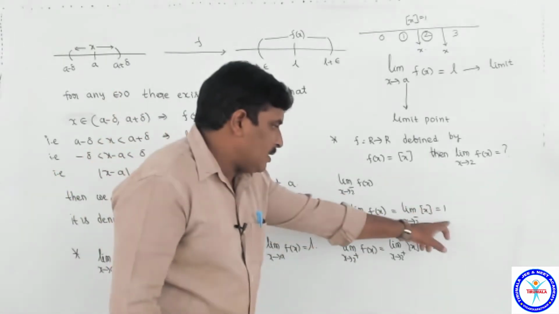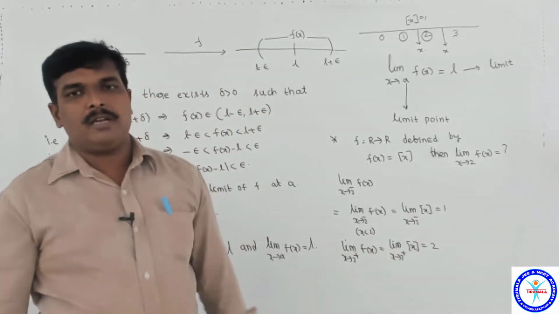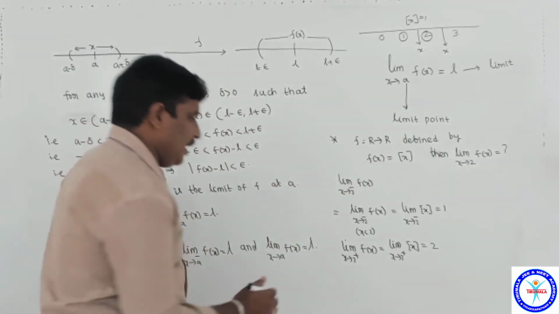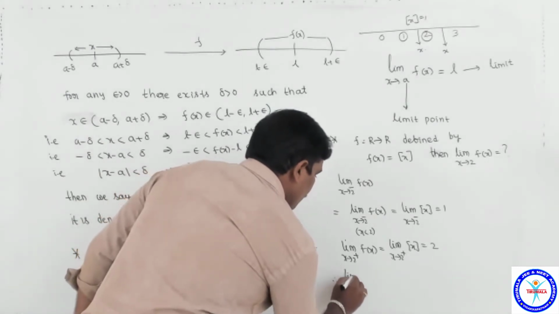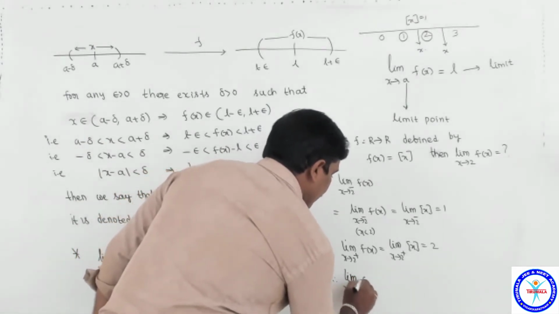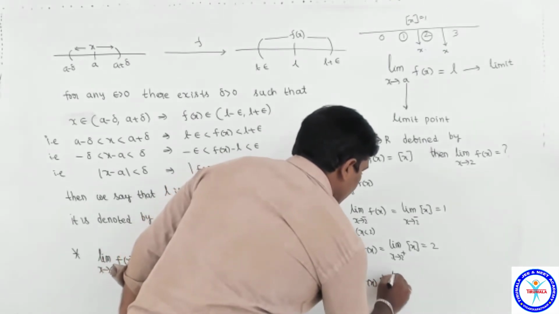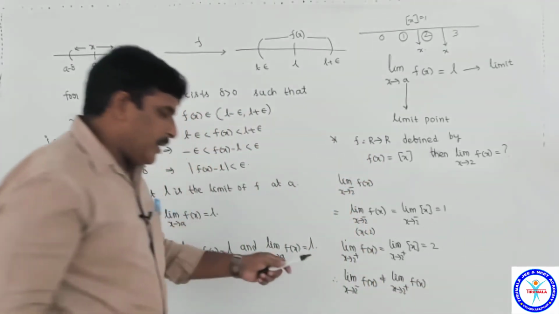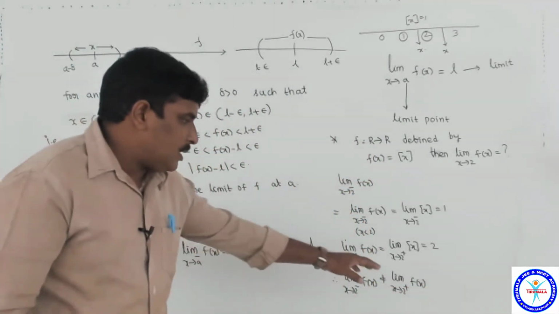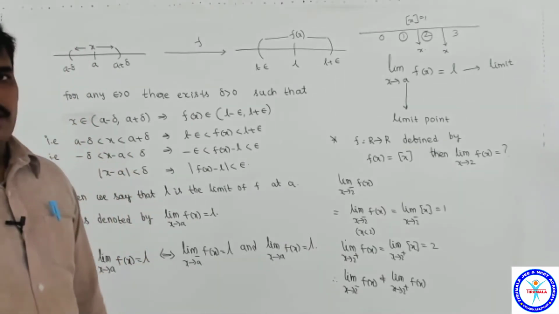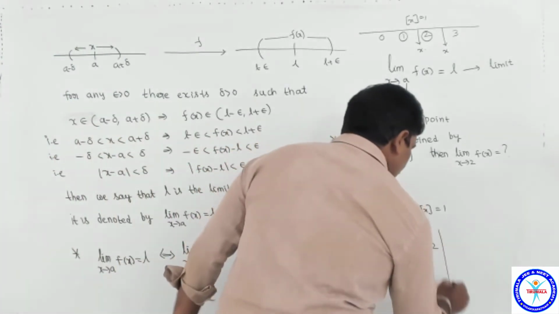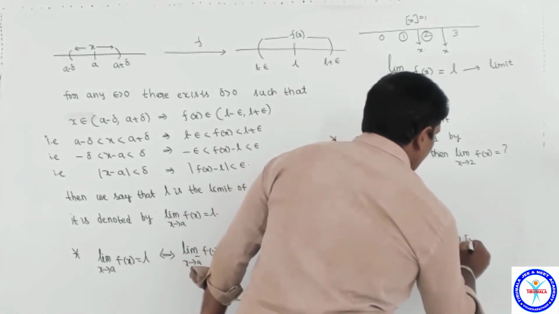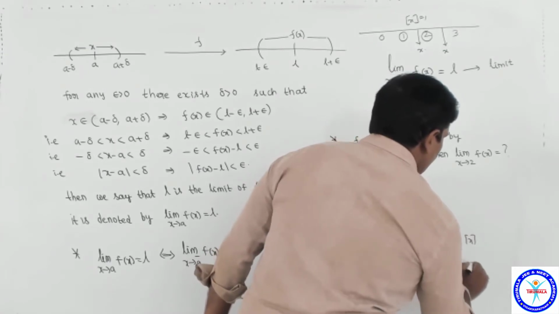So the left limit exists and the right limit exists, but both are not equal. That's why the limit does not exist. Therefore, limit as x tends to 2 minus of f of x is not equal to limit as x tends to 2 plus of f of x. When both are not equal, the limit does not exist. Limit as x tends to 2 of the integral part of x does not exist.